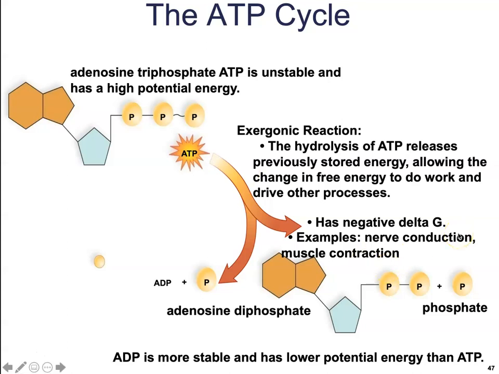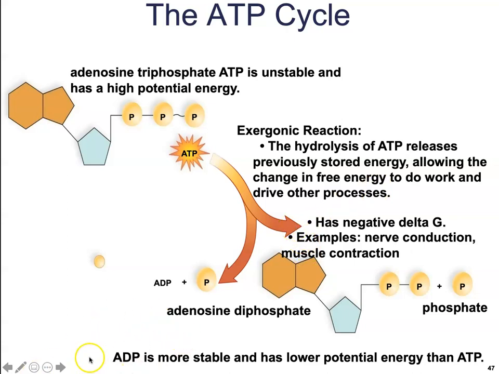It has a negative delta G. You don't need to worry about delta G. You're going to see that if you take other chemistry courses. It just means that we have a negative free energy, or there's going to be energy released in this process. We don't have to put energy in. Energy is released in this process. And we can use that energy for nerve conduction, muscle contraction, and we can use that wherever we need to.